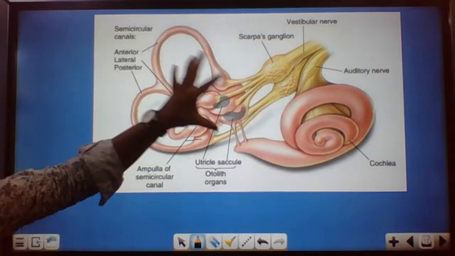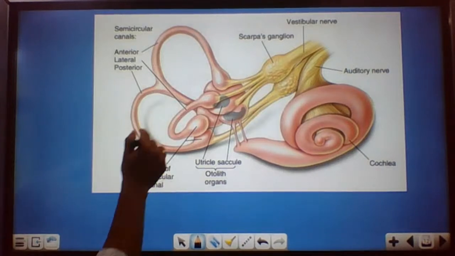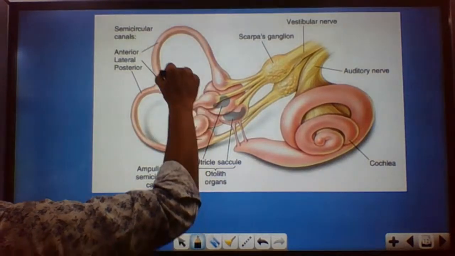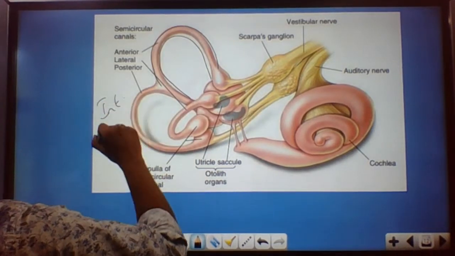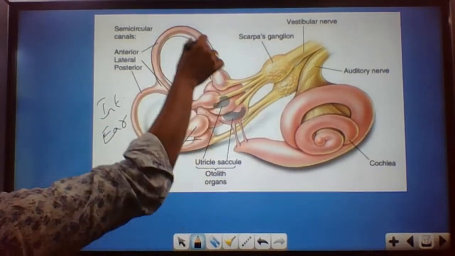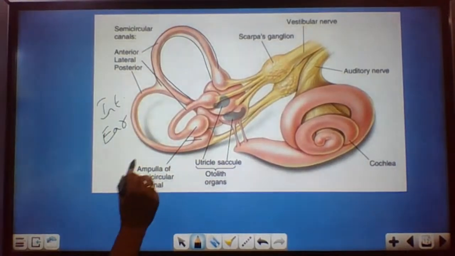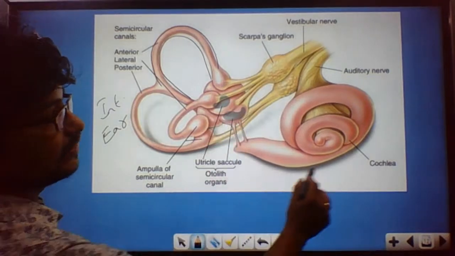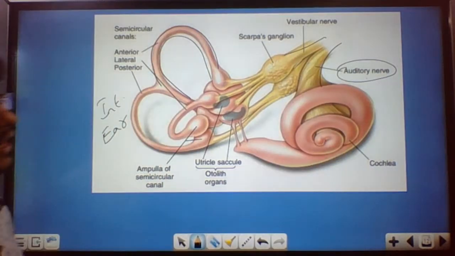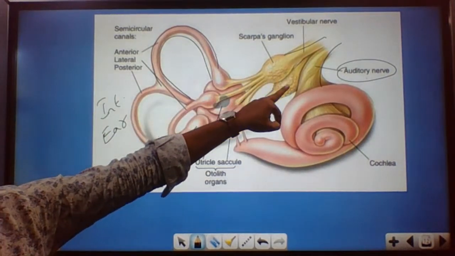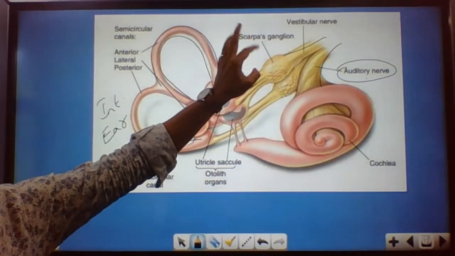When you go even deeper inside, this is how the lateral section of the inner ear will look. You could see something like semicircular canals. You could see the anterior, lateral, and posterior canals. Then we have the ampulla of the semicircular canal, and this is connected to the cochlea. The nerve connected with the cochlea is your auditory nerve. Here you could also see one ganglion. The name of the ganglion is Scarpa's ganglion. Clear?